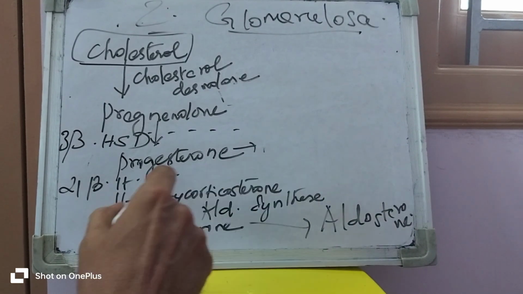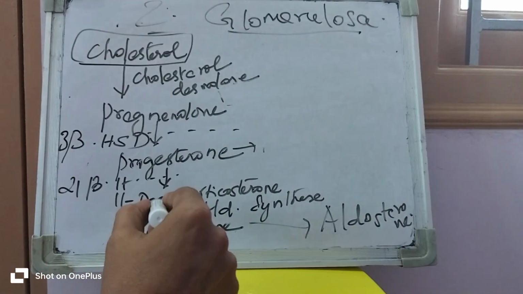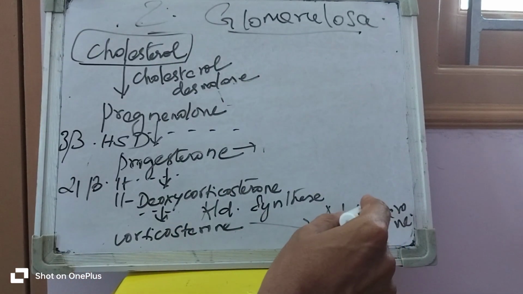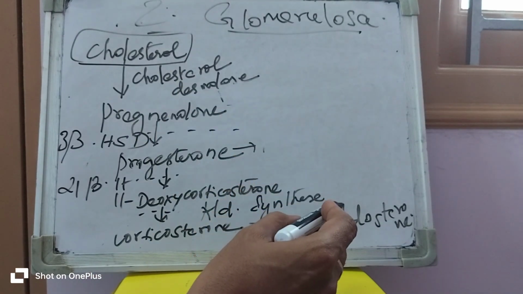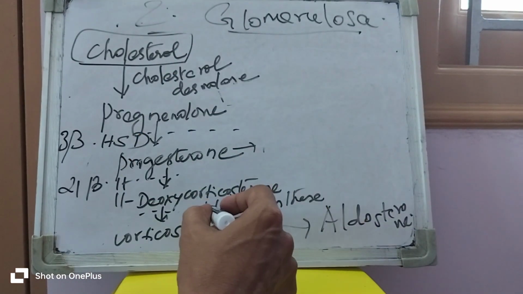So there is no 11-beta hydroxylase in glomerulosa. So this is the pathway involved in the synthesis of aldosterone, which takes place exclusively in the zona glomerulosa. So why does aldosterone synthesis occur only in glomerulosa? Because of the presence of the enzyme aldosterone synthase.